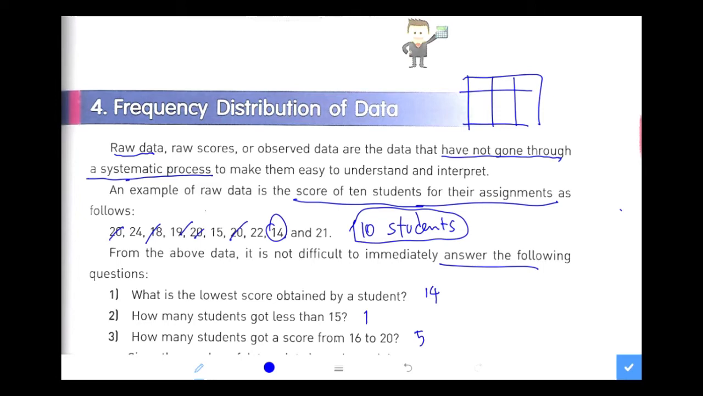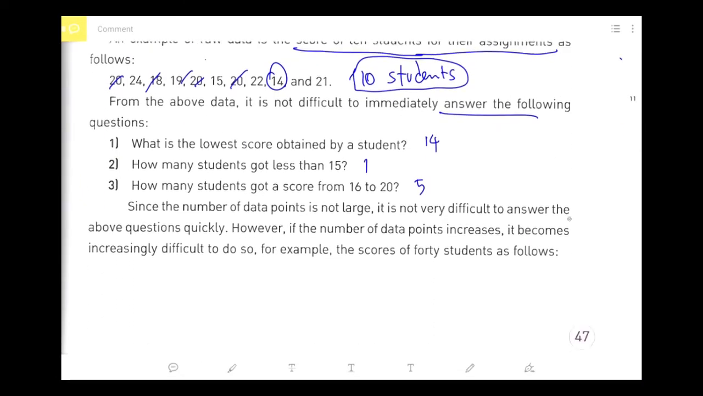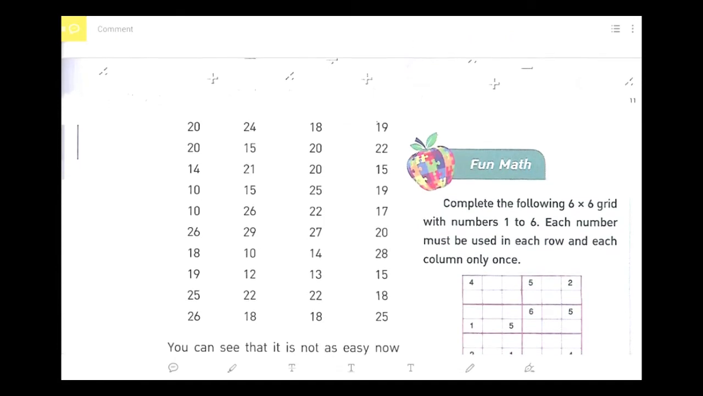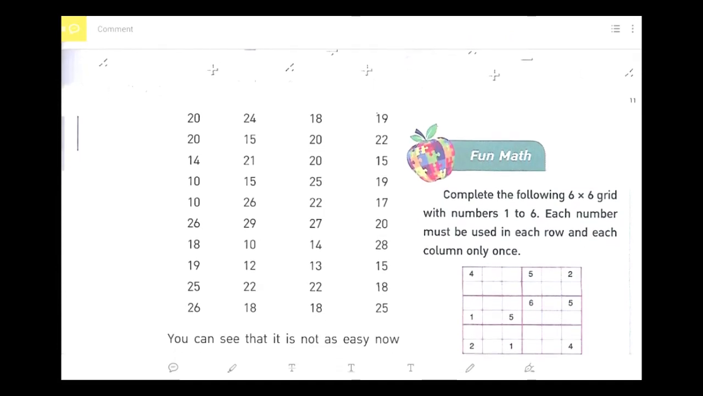Very easy. But if, let's say, whoa, you have the scores of 40 students, and you have to search for information from 40 numbers, it's not going to be easy. It's not going to be easy. So we're going to have to use the frequency distribution table to help.